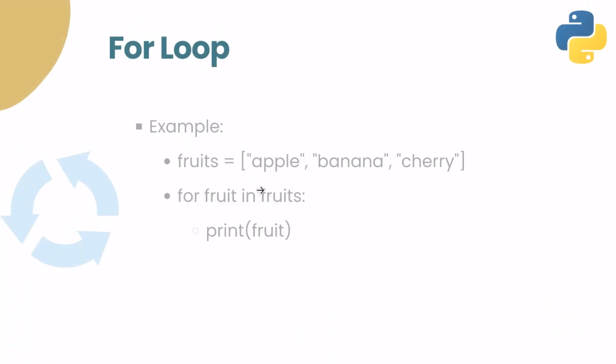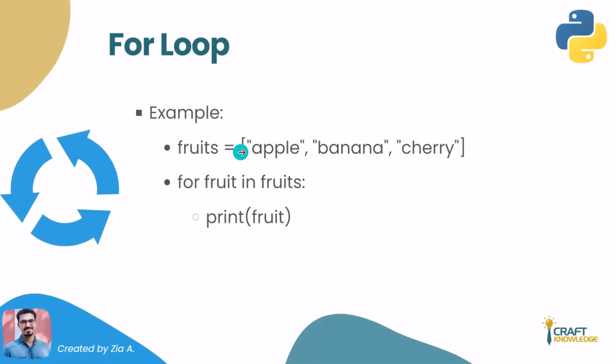Let's have a concrete example that would make things easier. For example, here we have a list of fruits: apple, banana, and cherry, right? And then we say for, that is a keyword, and this is basically the controlling variable. So for fruit in fruits, this fruits is basically the list. For the first iteration, this variable fruit will represent apple, that is the first element of the list, so it will print out apple. For the second iteration, fruit will represent banana, and for the third iteration, fruit will represent cherry, right?